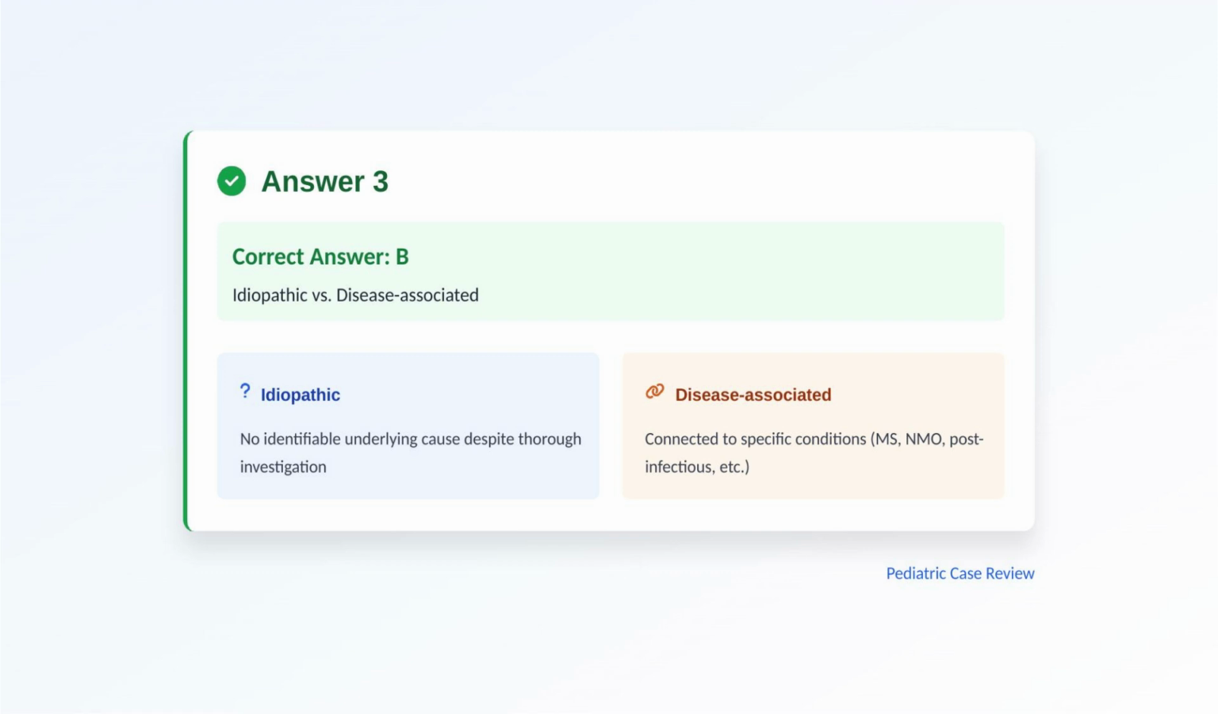Transverse myelitis is classified as either idiopathic or disease-associated. Idiopathic cases have no identifiable underlying cause despite thorough investigation. Disease-associated cases are connected to specific conditions such as multiple sclerosis, neuromyelitis optica, systemic autoimmune diseases, or may be post-infectious following viral, bacterial, or other infections. This classification helps guide further workup and treatment approaches.